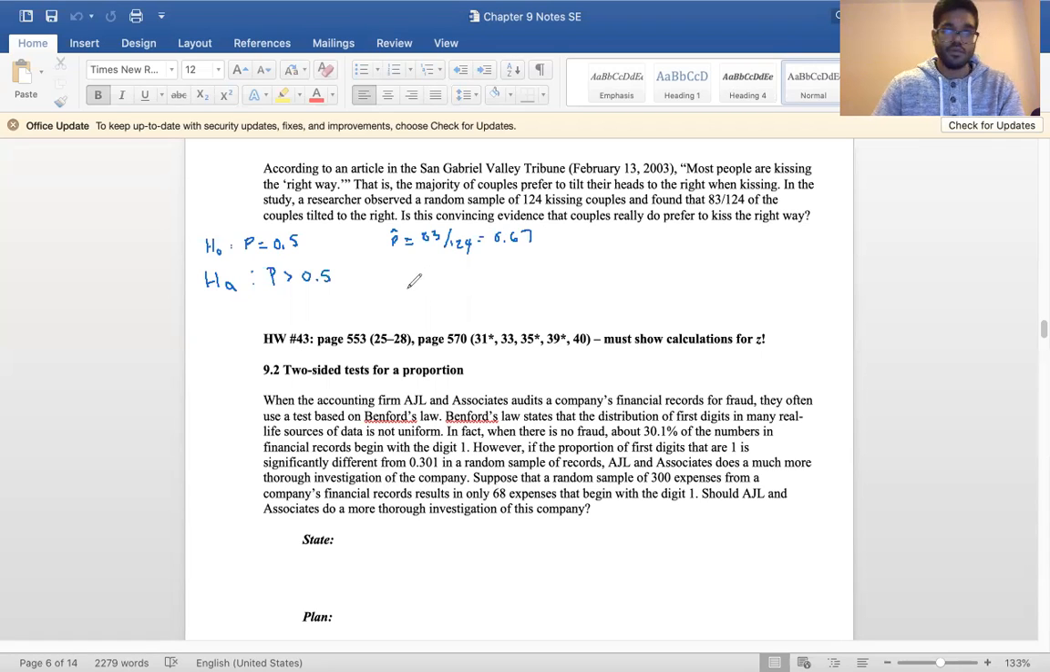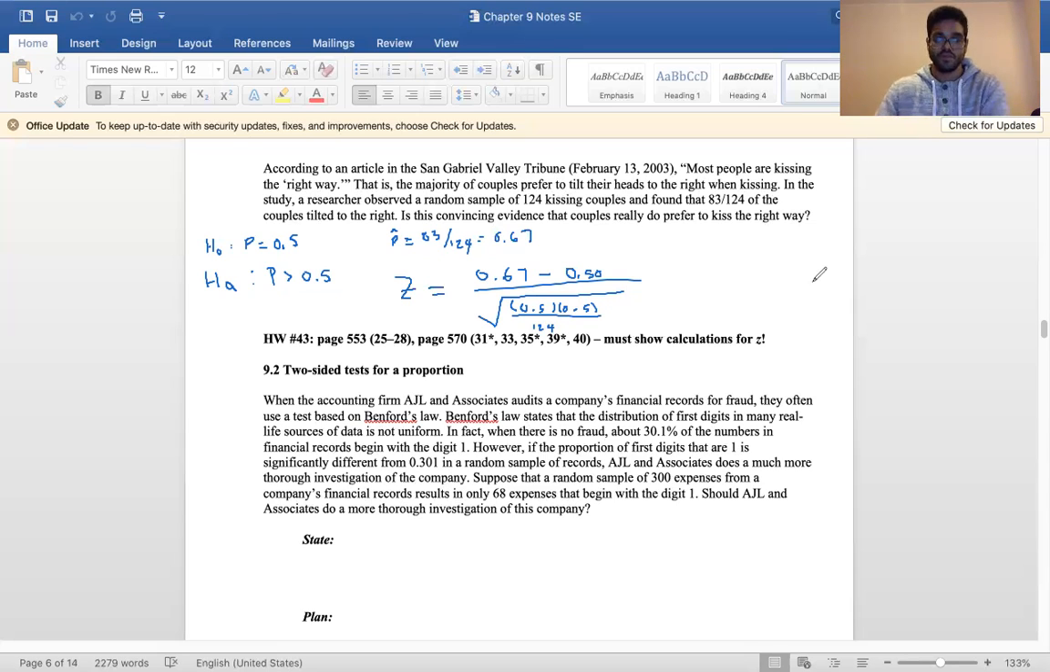Okay. And so then when we want to compute our z, this is just from the equation from before. This will give you a good example, so then you can try the next problem on your own. 0.67, right? That's what we use, minus the parameter, which is 0.50, divided by the square root of p times q, so 0.5 times 0.5, all over n, which is 124. Okay. Once you calculate that, you can then find a p-value from there.